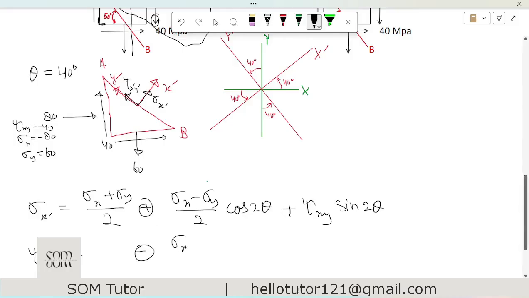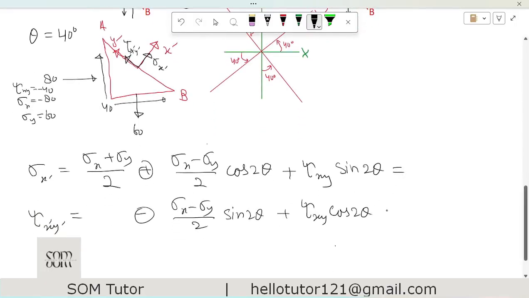Then we have tau x prime y prime, it is negative, here it was positive: negative (sigma x minus sigma y) by 2, here it is cosine, but in the tau xy it is going to be sine of 2 theta, plus tau xy. Here it is sine, but in the tau xy it is going to be cosine of 2 theta. So in both cases, let us apply the values. This is our angle theta, and these are our stresses.